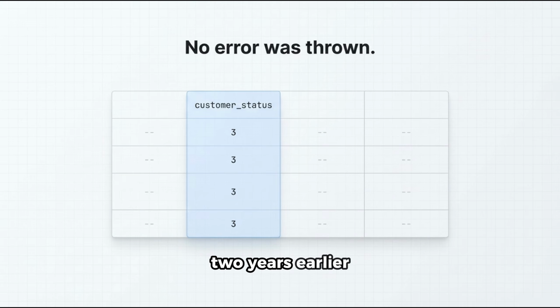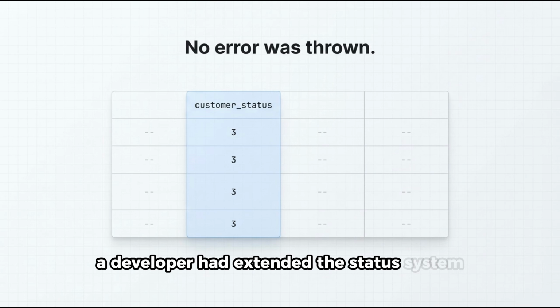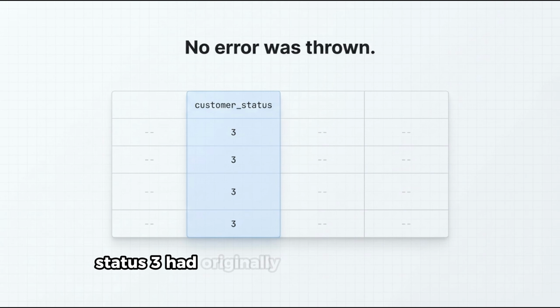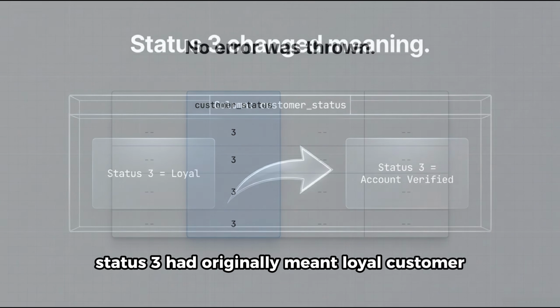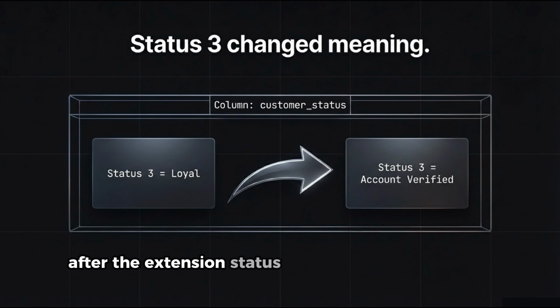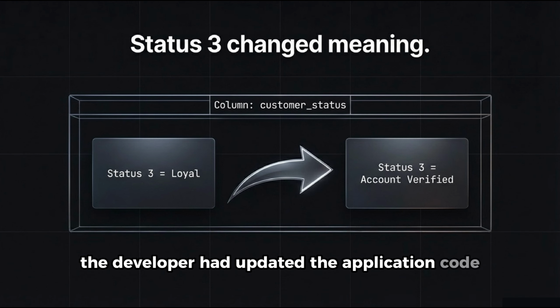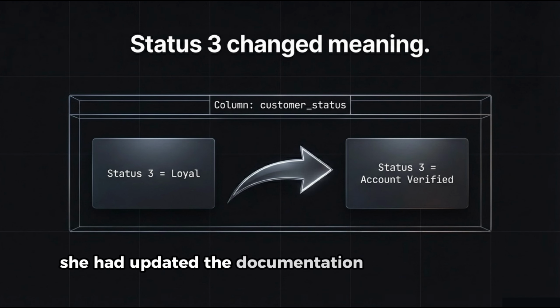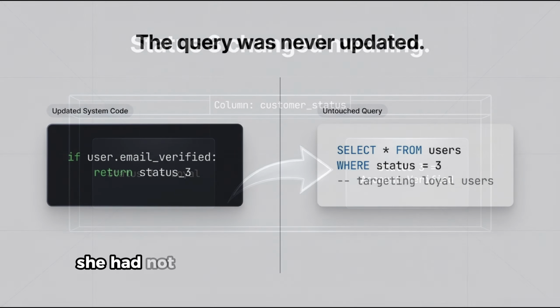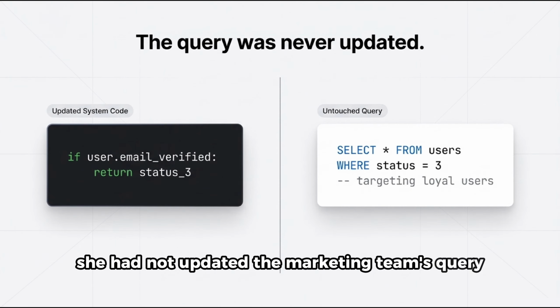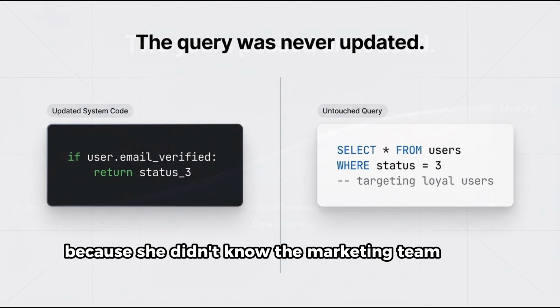2 years earlier, a developer had extended the status system. Status 3 had originally meant loyal customer. After the extension, Status 3 meant account verified, a state that every new account reached automatically after confirming their email address. The developer had updated the application code. She had updated the documentation she knew about. She had not updated the marketing team's query because she didn't know the marketing team had a query.